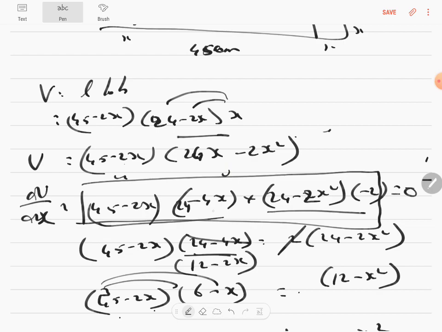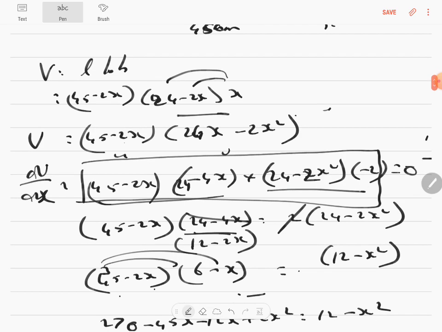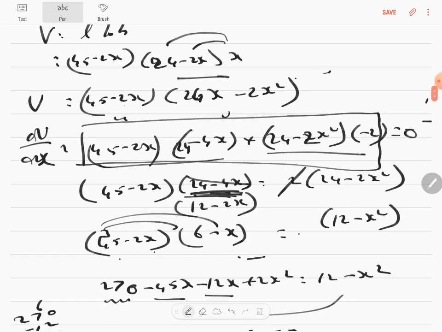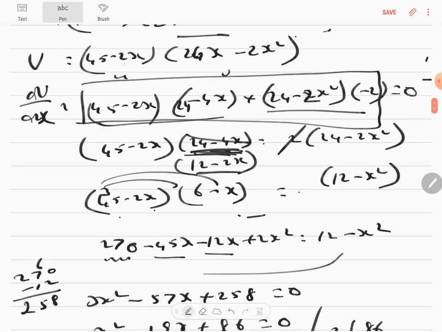The first one as it is, differentiate the second one, 24 minus 4x, plus the second one as it is, differentiate the first one, minus 2. So then 45 minus 2x into 24 minus 4x is equal to 24x minus 2x square into 2. You take a 2 out from this, it becomes 12 minus 2x and the 2 and 2 get cancelled. Again take a 2 out from this, it's 6 minus x and this will become 12x minus x square. Everything is perfect.